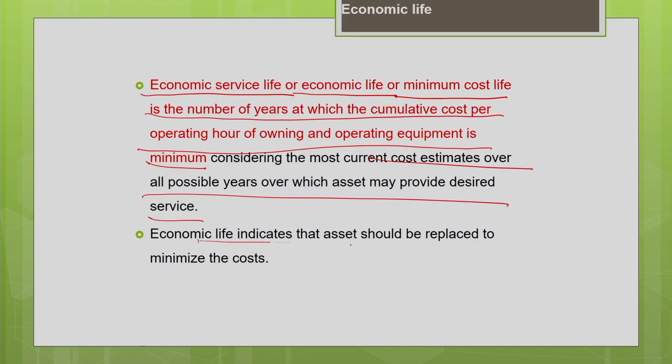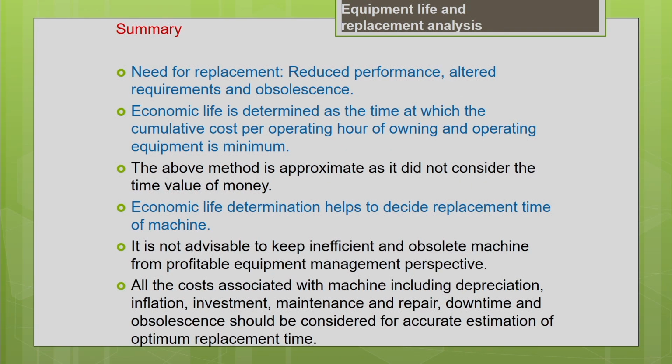So, the economic life indicates that the asset should be replaced to minimize the cost associated with the machine. We have come to the end of this lecture 6. Let me summarize what I have discussed so far. We know the need for replacement of the machine. Why should we replace the old machine with a new machine?